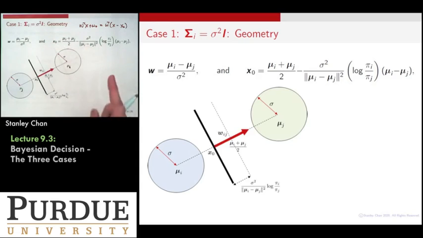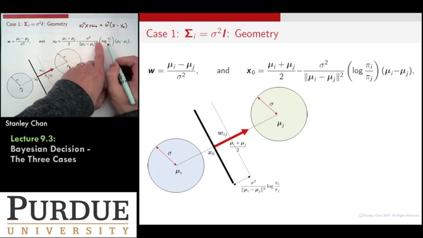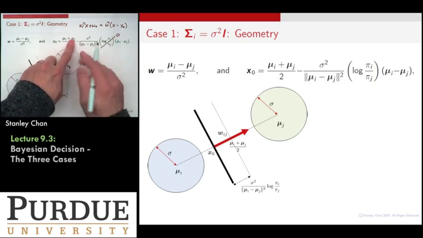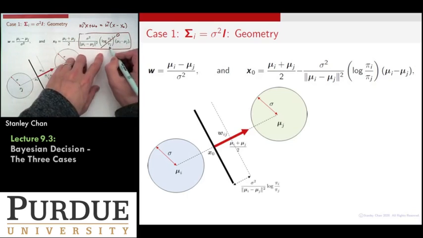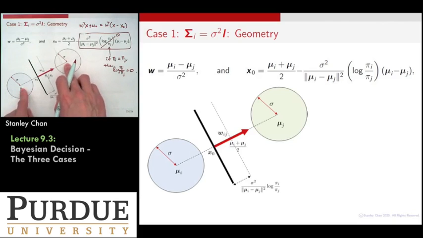Now, if for some reason, magically, your pi i equals pi j, for example half and half, then what will happen to this log is that you're going to take the log of 1 because they are the same. If you take the log of 1, this will go to 0. Then this entire term will be gone. So if pi i equals pi j, then this log of pi i divided by pi j will be 0. Then you don't have this term. Then what is x0? x0 will be exactly at the midpoint between the two centers.